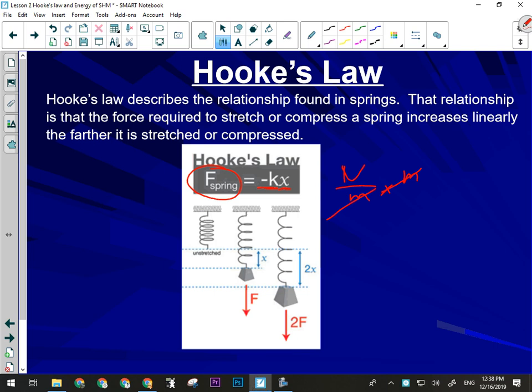What's it say? It's different for every spring. It's the statement of the spring, so it's unique. It's specific. No, it's not a set number. Not like big G. It's different for every spring. Okay.